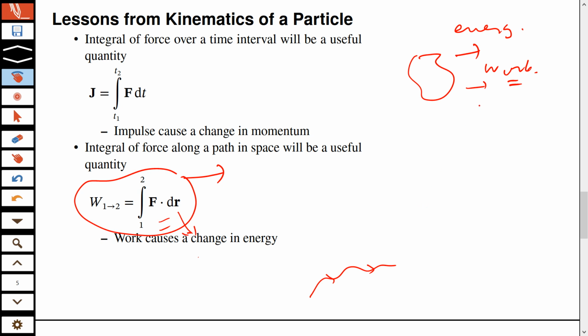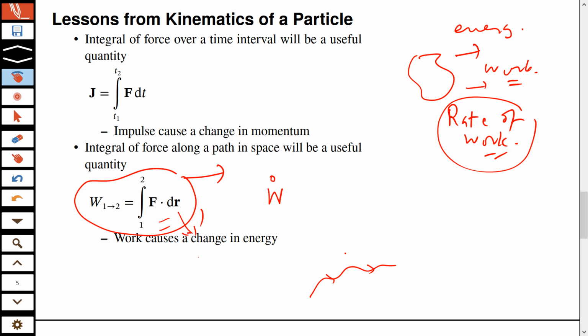So you would like to know the rate of that work, because work, if it is provided at a faster rate, at a higher rate, sorry, only then is it useful. So more interesting for us will be the rate of change of work, and that rate of change of work is what we call power. Okay, power.